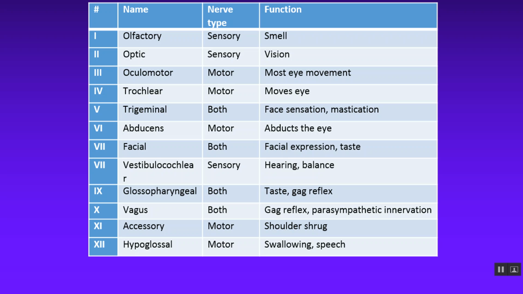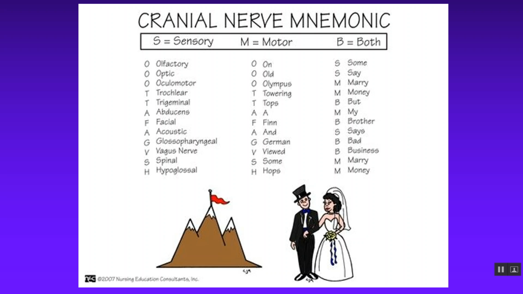So there's the names. There's the type of nerve, whether it's sensory, motor, both, and then that's primary function. Okay, and that's what you should know at least at a minimum. And then here's a mnemonic that people use to memorize the nerve itself. There's the nerves there, and then here's how you kind of memorize it by saying, on old Olympus towering tops, a Finn and German viewed some hops. The first letter of those are synonymous with the first letter of the cranial nerve.